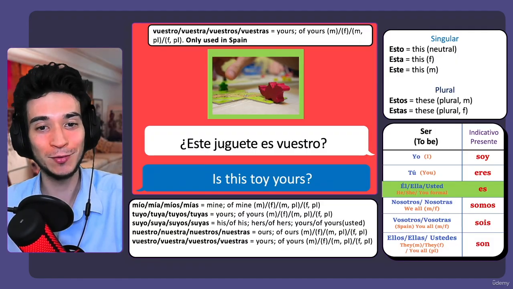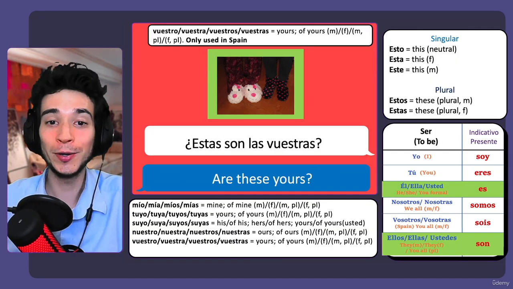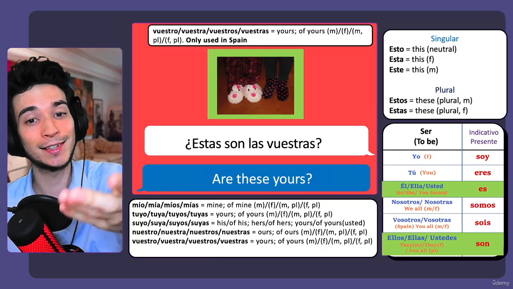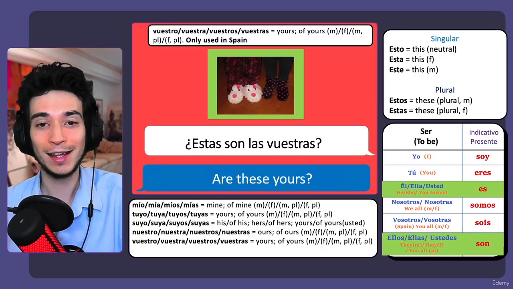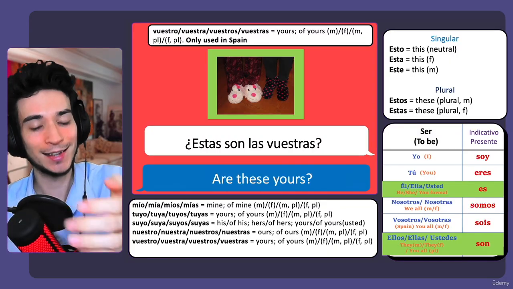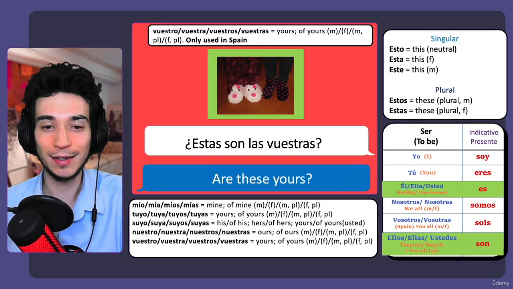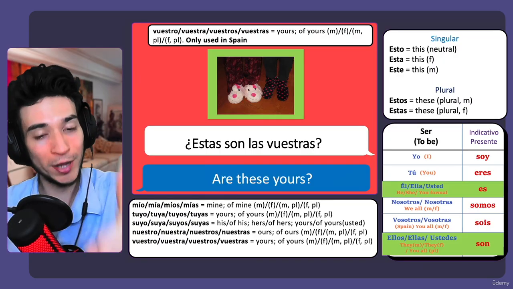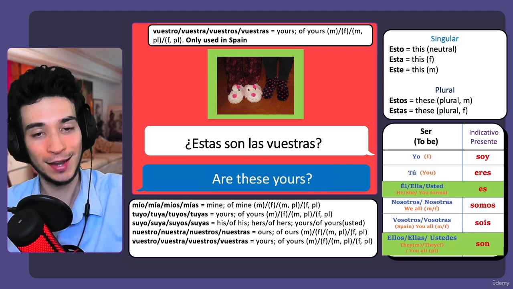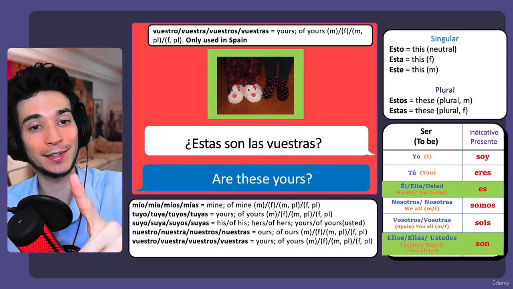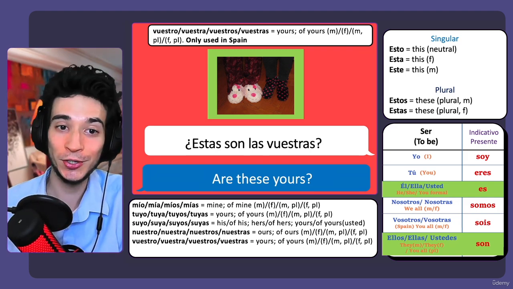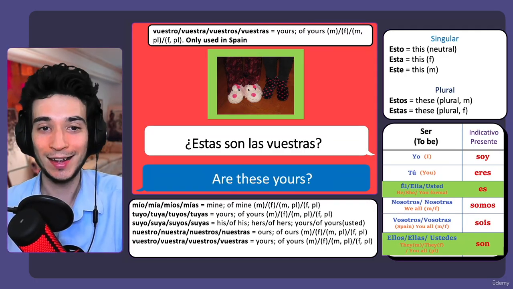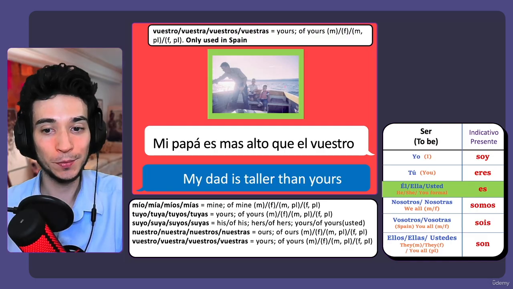So this is interesting about Spanish. Another example of this can be, ¿Estas son las vuestras? Are these yours? And if you want to say it in another way, you can say, estas son las vuestras. These are yours. So you can tell between a question and just a normal phrase by the tone we use. Okay, let's try the next example.